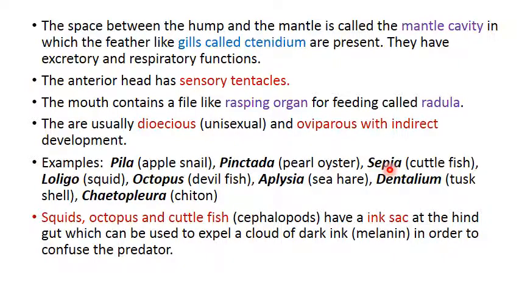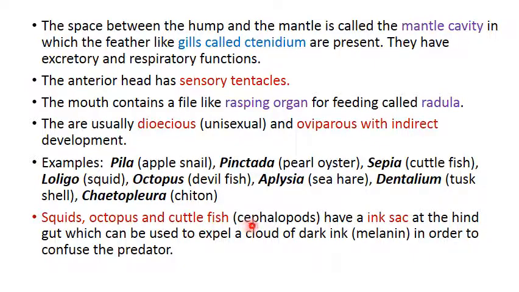Sepia, cuttlefish, Loligo, squid, octopus, you have seen, devilfish, Aplysia, sea hare, Dentalium, tusk shell. शेल इनका बिल्कुल एक elephant की tusk की तरह है. And Chaetopleura, that is the chiton. बाइवाल्व्स हैं.